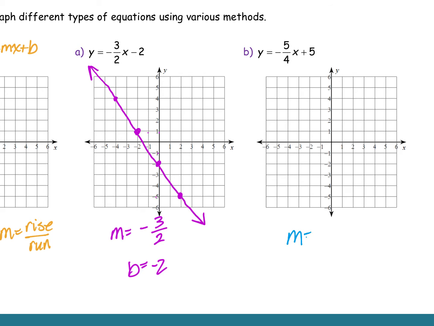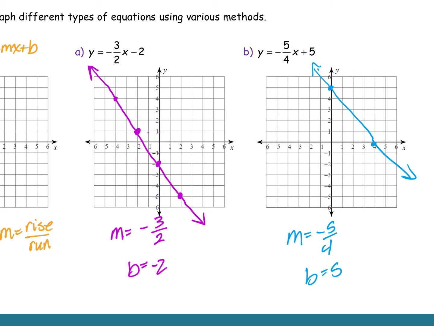my slope is -5/4, and my y-intercept is 5. So I'm going to be here, down 5, 1, 2, 3, 4. Oops, nope, wrong direction. Down 5, forward 4. Jeez, Campbell. Okay.